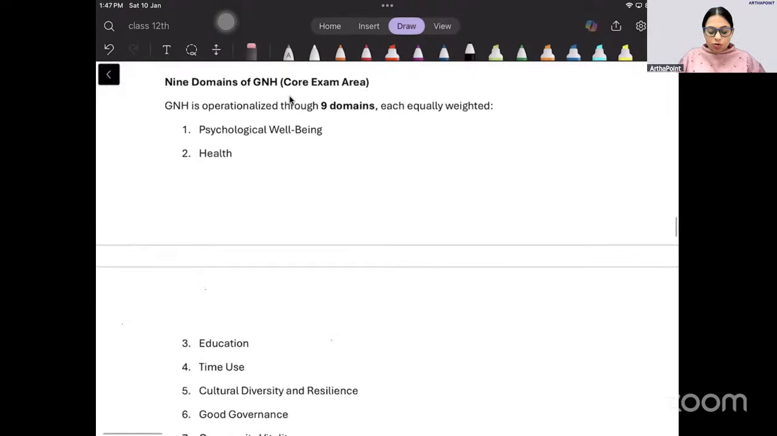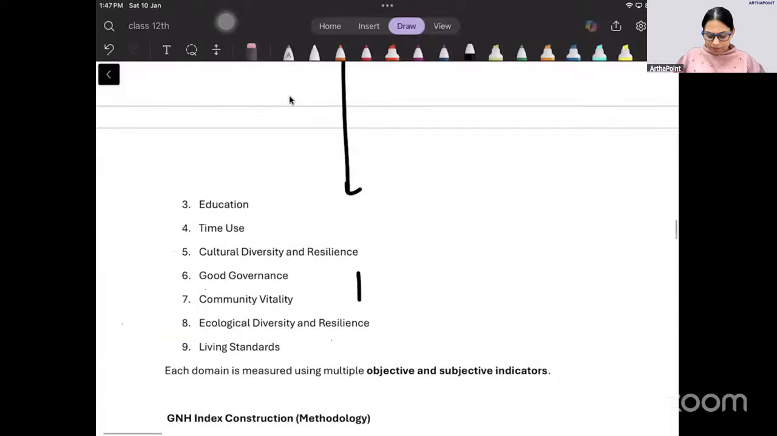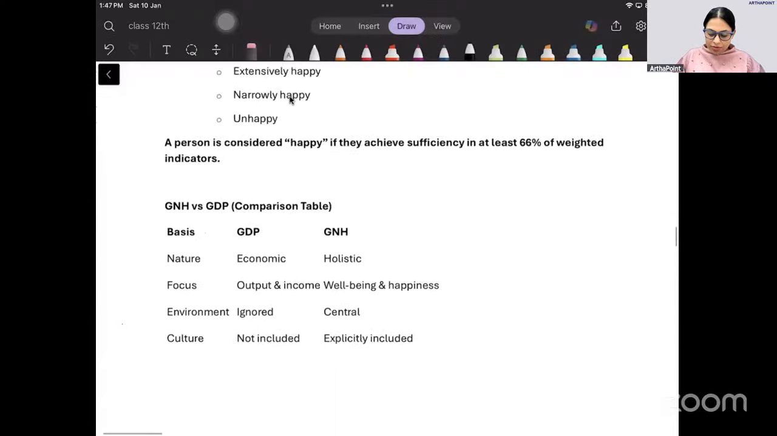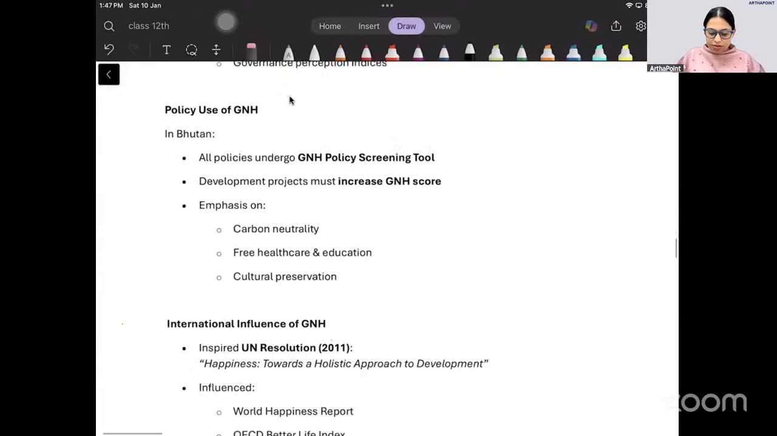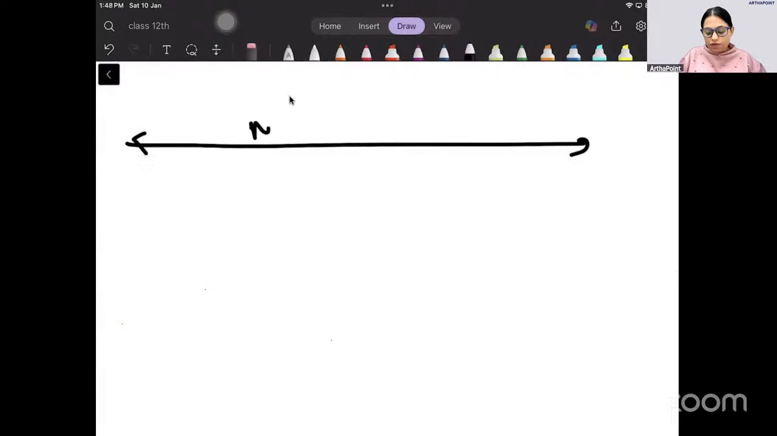Yes, it has some 9 domains which can come in the exam. So I have just written those domains. Just give it a reading. Just read it through, right? And then that's it. This ends your first chapter of national income.